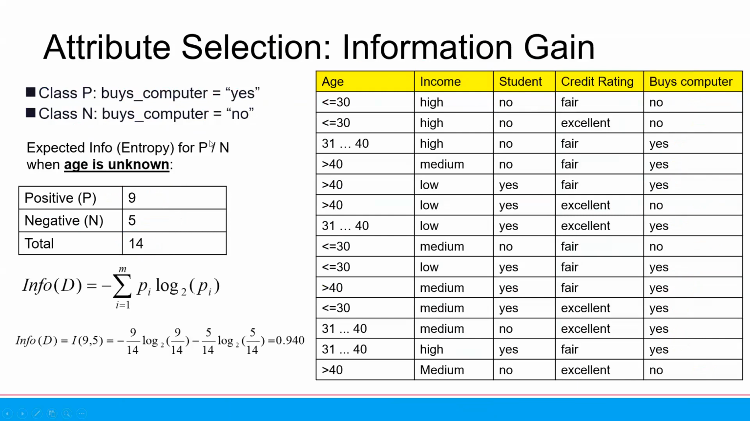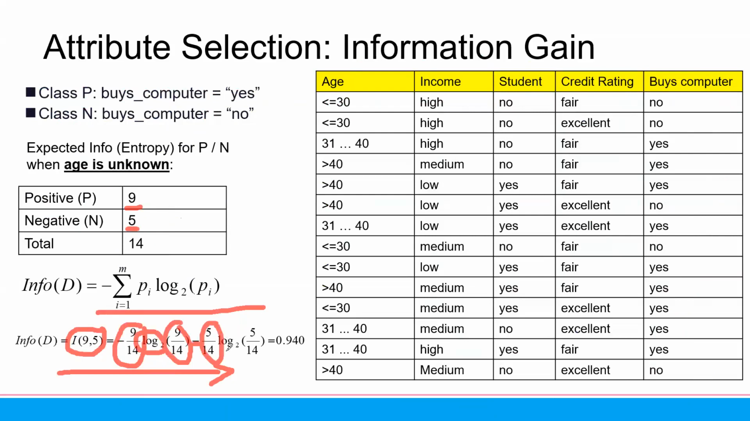So Info(D), it means the information gain for the whole data set, we can use this formula, and this is the way to calculate it. I(9,5), it means the P is 9 and the N is 5. It will be minus 9 divided by 14 log base 2 of 9 divided by 14, and then minus 5 divided by 14 log base 2 of 5 divided by 14. And we can get the result 0.940.